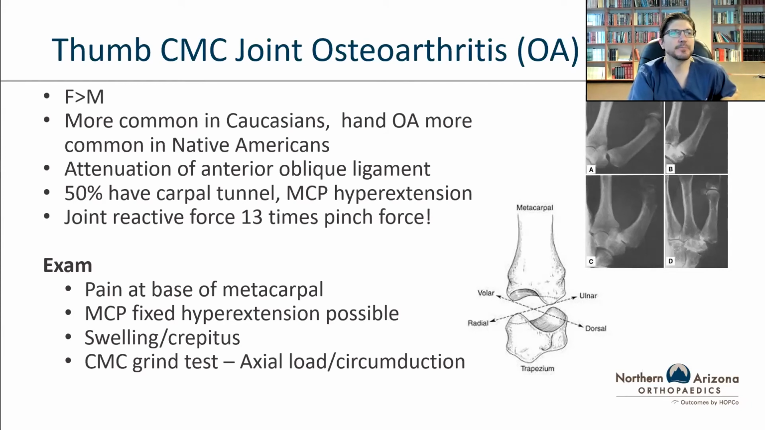On examination, we look at pain at that joint, at the base of the thumb there, whether or not there's a deformity where there's extension at the adjacent joint, swelling, crepitus, something called a grind test where we load the joint and see if there's pain there. And those are really key to how we make our assessment.